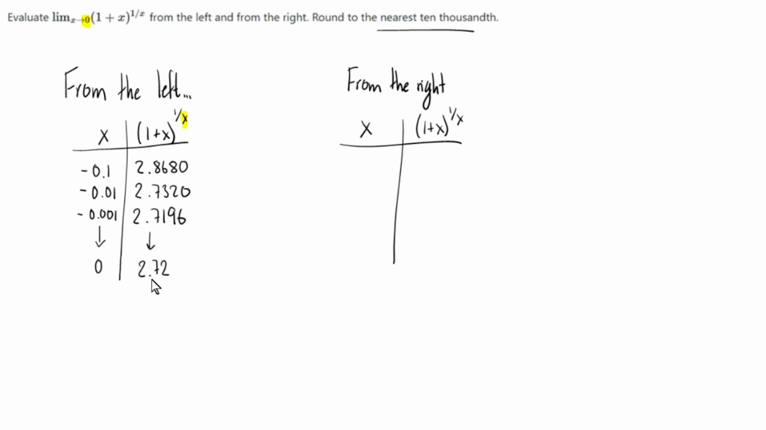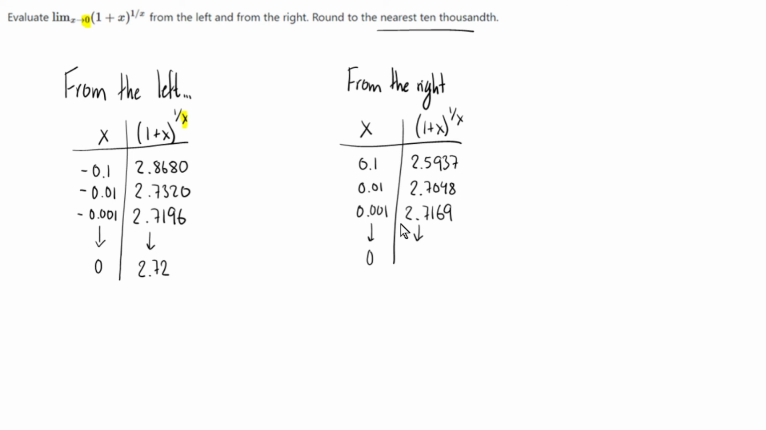Let's do the same thing from the right. So this time we're going to pick a value of x that's a little bit larger than 0. So we can pick 0.1, which is going to give us 2.5937. 0.01. Now we get a little bit closer to 0. 2.7048 and 0.001, which gives us 2.7169.